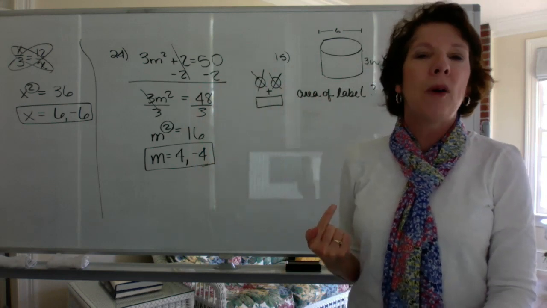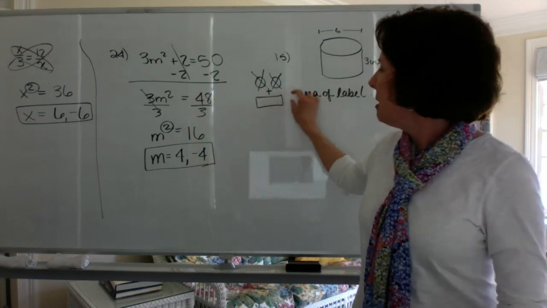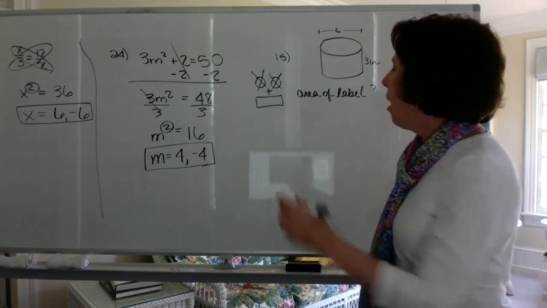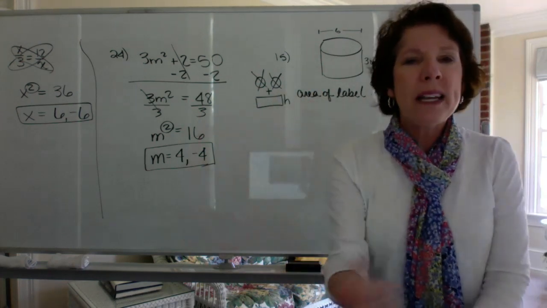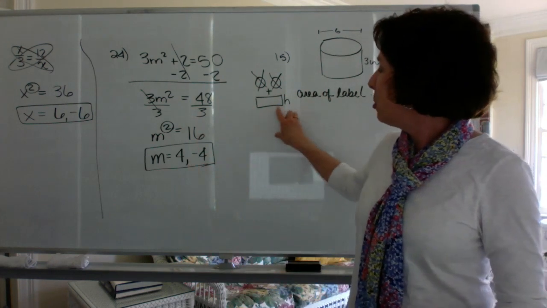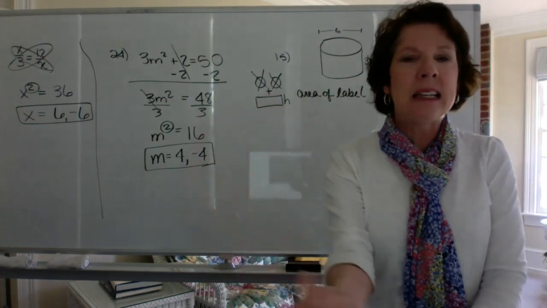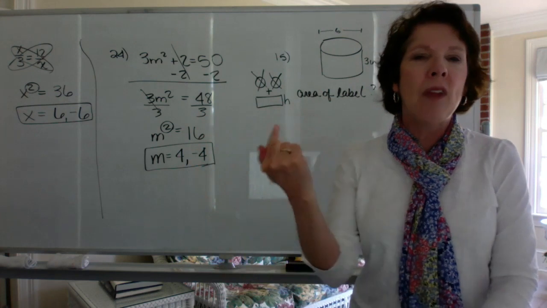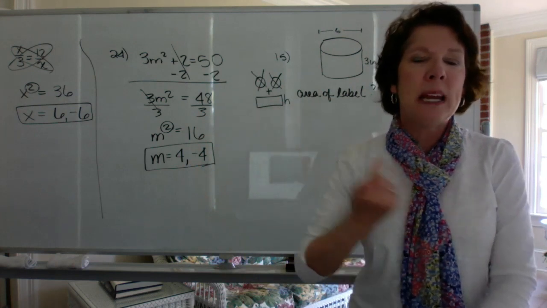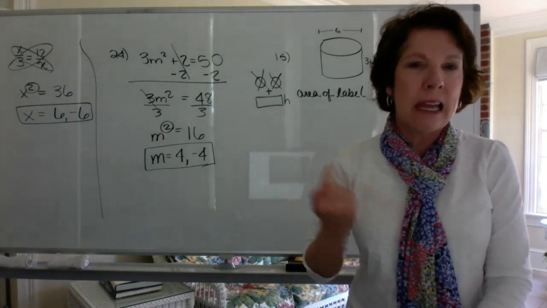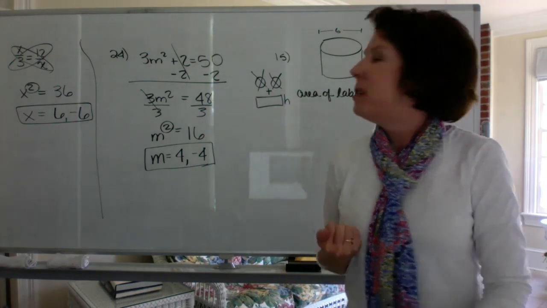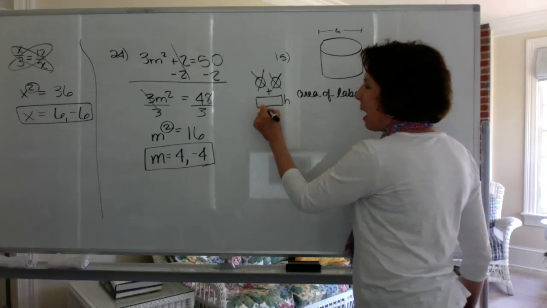Now let's remember, what are the two dimensions of this rectangle? Well, this is the height, obviously. But what is this measure here? Well, it is the label wrapped around the can. It's going to be the circumference of the circle, the circumference of the lid of the circle. And circumference is pi d.